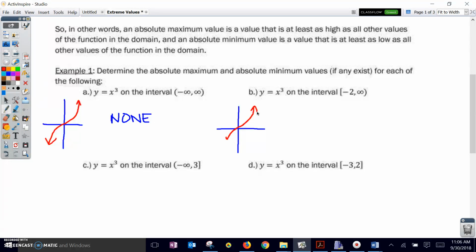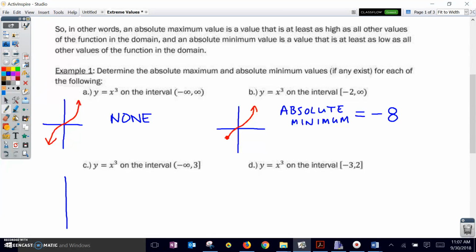Alright, next, part B, y equals x cubed on the interval from negative 2 up to infinity. Well, now in this one, there is going to be an absolute minimum value. And the absolute minimum value is going to be the y value when x is equal to negative 2. And so we have an absolute minimum value of negative 8 that the function can attain on that interval.